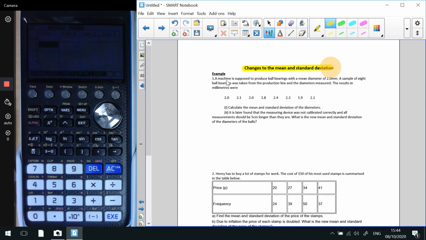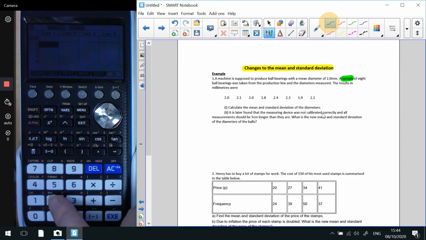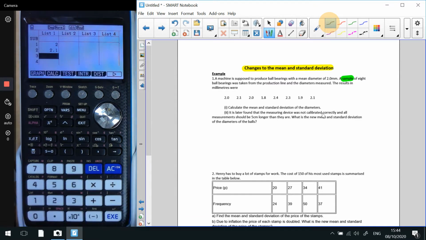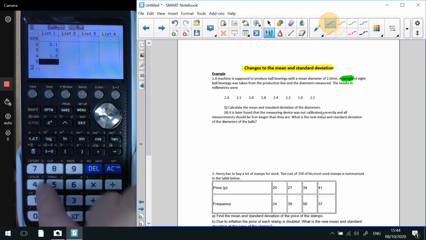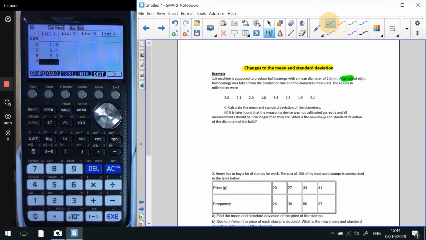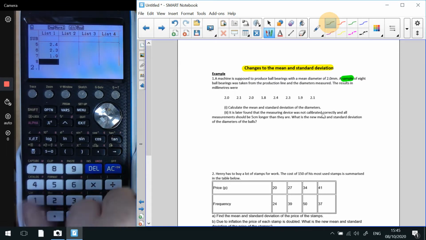So for the first example, we have a machine that is supposed to create ball bearings with a mean diameter of 2 millimeters, and we have a sample of 8 ball bearings which are taken from a production line and measured. These are the results that we have here, and we're trying to find the mean and standard deviation of the diameters. So I'm going to put this into my calculator. We have 2, 2.1, 2, 1.8, 2.4, 2.3, 1.9, 2.1.